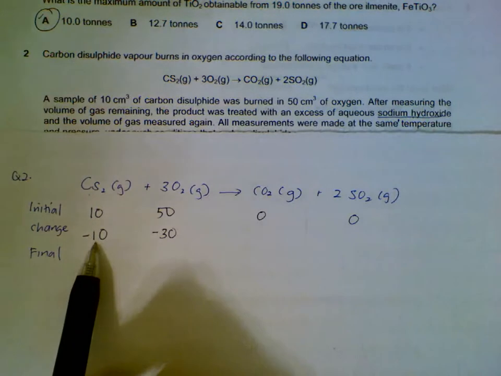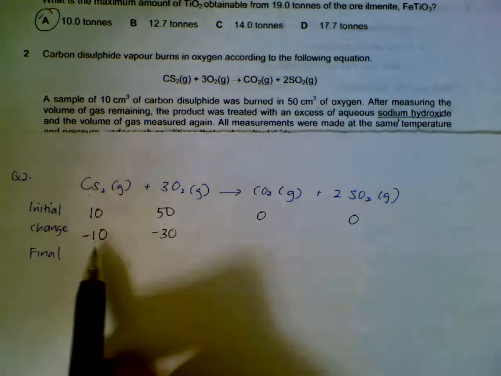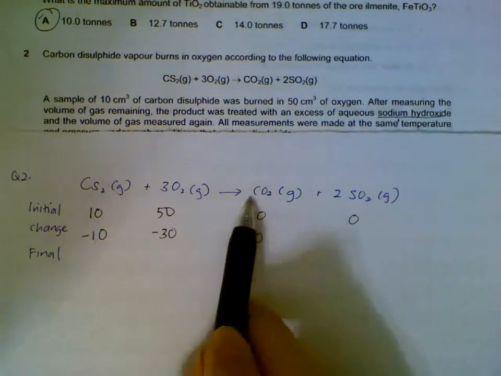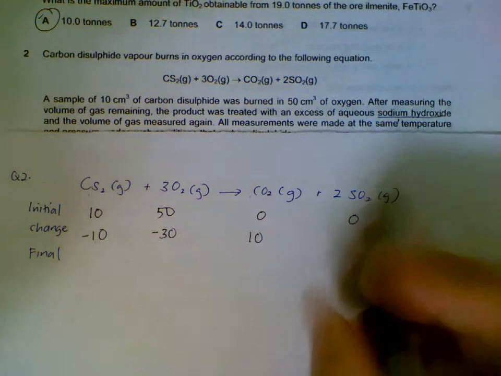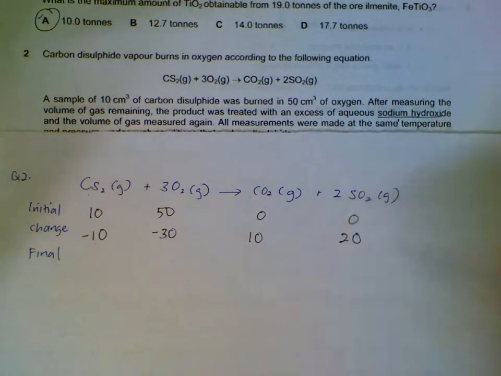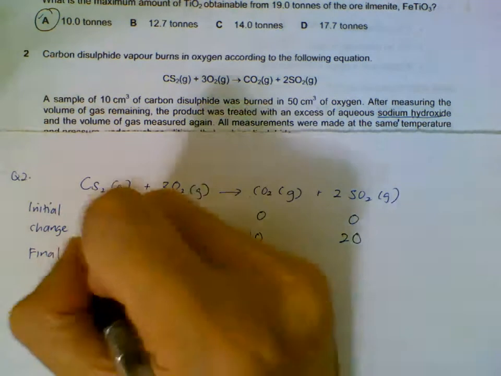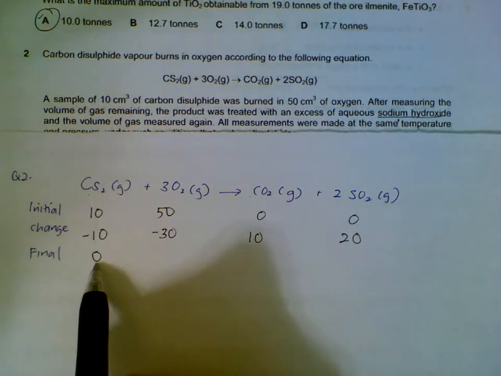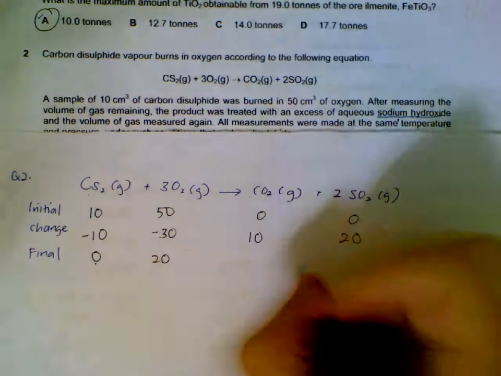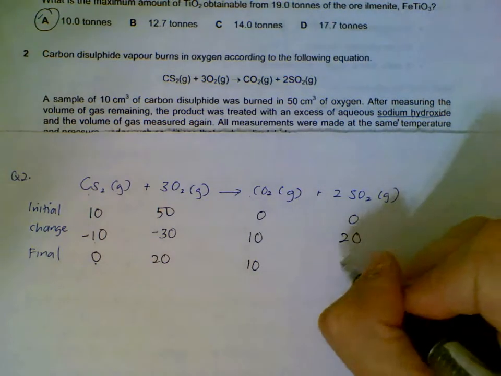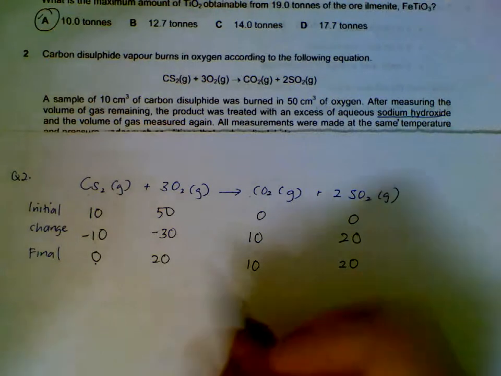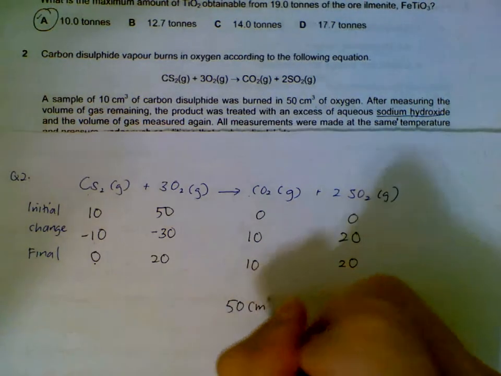And when minus 10 or 10 cubic centimeter of CS2 is used, the same amount of carbon dioxide is produced and twice the amount of sulfur dioxide is produced. So we do a tally. We have no CS2 at the end. It's to be expected because it's limiting. 20 oxygen, 10 carbon dioxide, and 20 sulfur dioxide. So the first measurement, we will get 50 of gases.